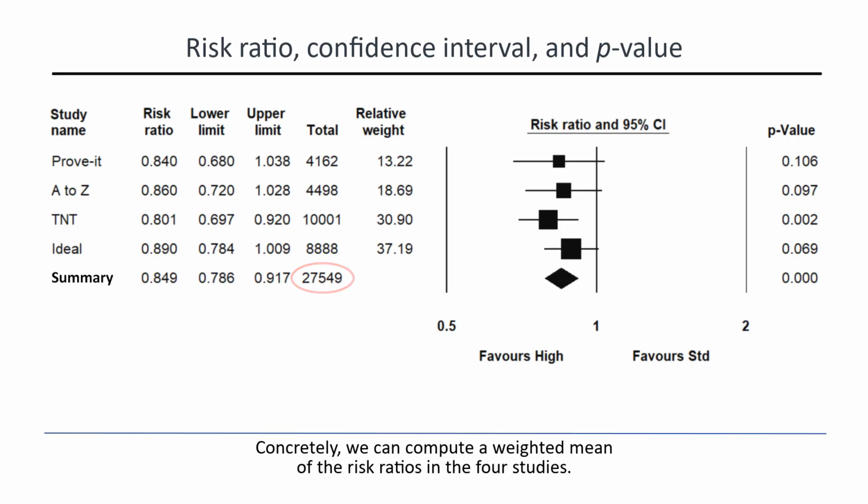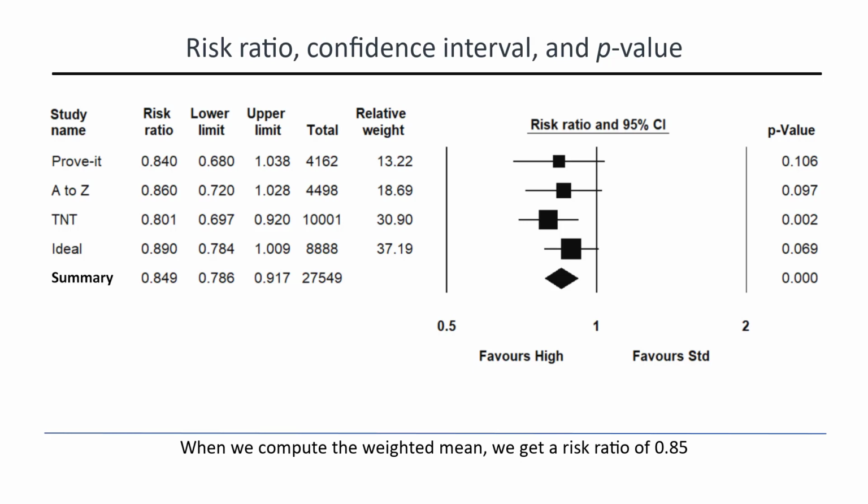Concretely, we can compute a weighted mean of the risk ratio in the 4 studies. When we compute the weighted mean, we get a risk ratio of 0.85. This tells us that, on average, for the populations in these 4 studies, being assigned to a high dose rather than a standard dose reduced the risk of a cardiovascular event by 15%.